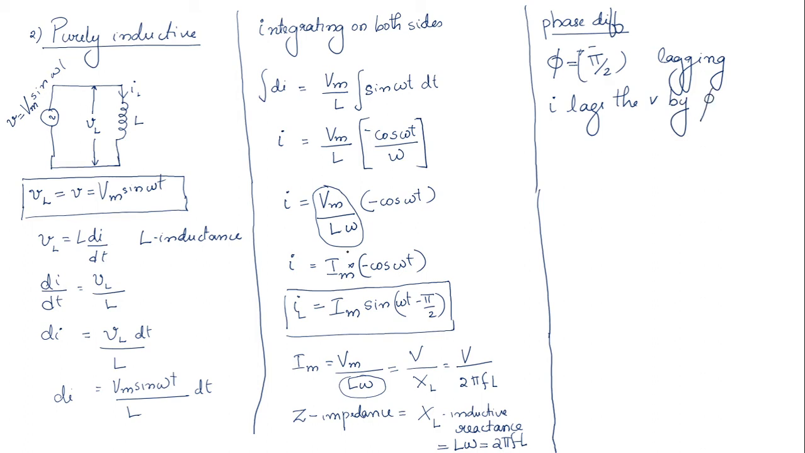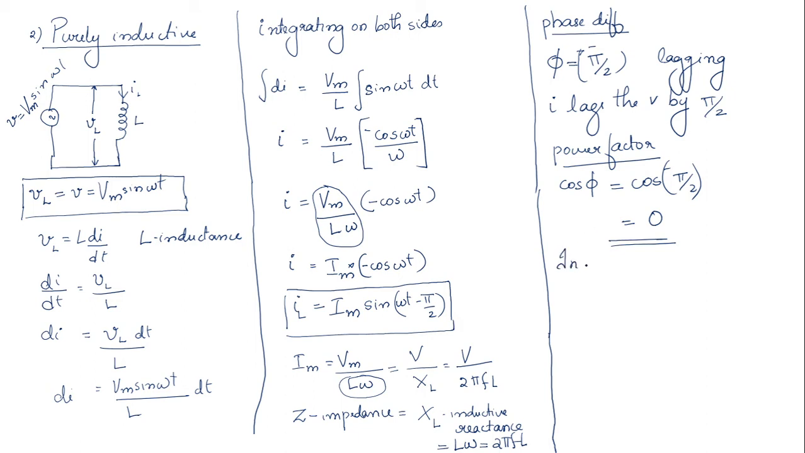And if we change the reference, considering the current as the reference, then the voltage will be leading the current by an angle of pi by 2. Next we are going to write the power factor. What is the power factor here? Power factor is equal to cos phi. Cos phi here is cos of minus pi by 2, which is equal to 0. So the power factor for a purely inductive circuit is equal to 0.